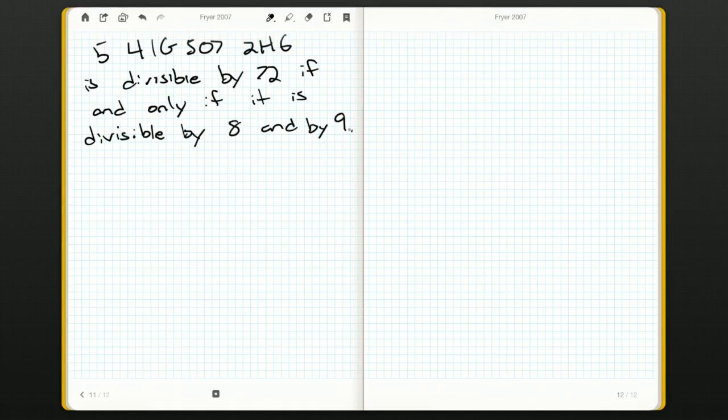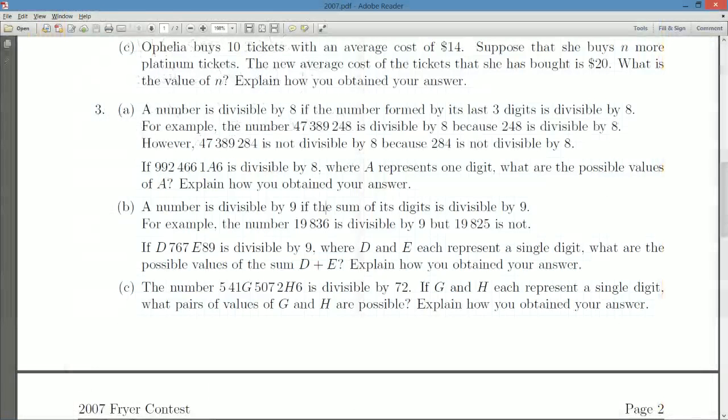Right, you want to be divisible by a product, you have to be divisible by the factors, as long as the factors have a GCD of 1. Greatest common divisor of 1. Okay. So we need divisibility by 8 and divisibility by 9. And we just want possible pairs GH. Let's double check that before we dive right into the question. You got to read the whole thing so we know exactly what we're being asked for. They're each single digits, and neither of them are leading, so that's fantastic. What pairs of values of G and H are possible?